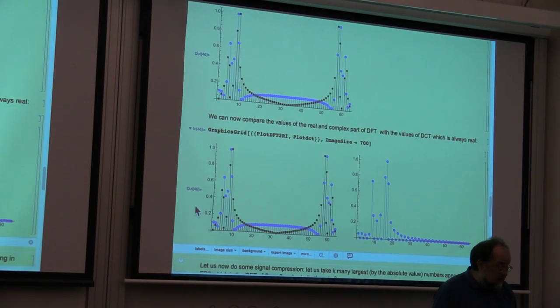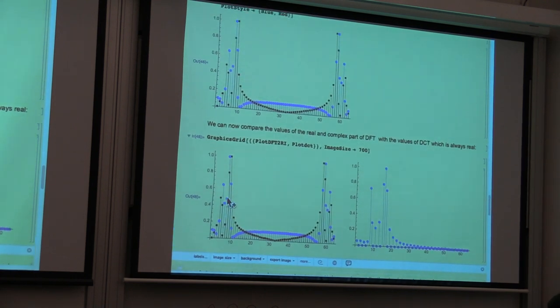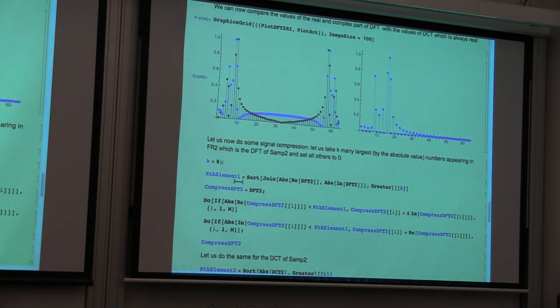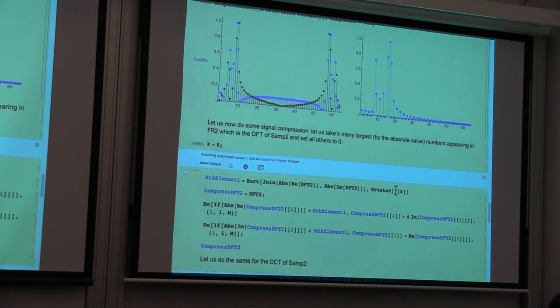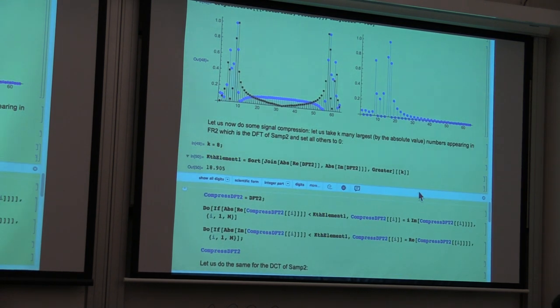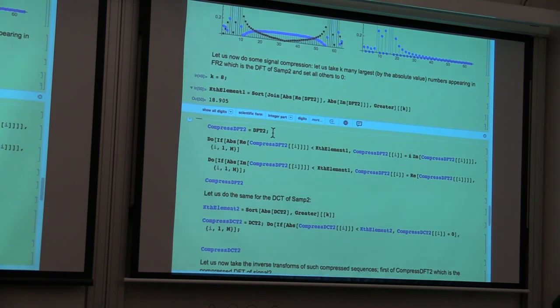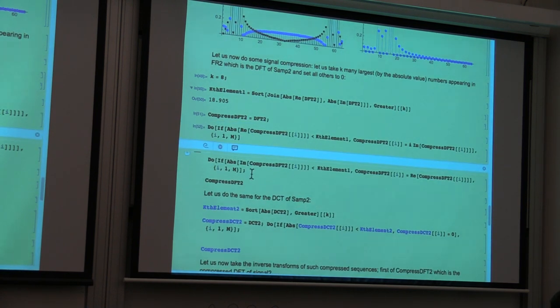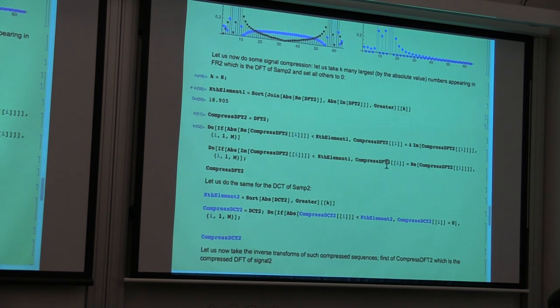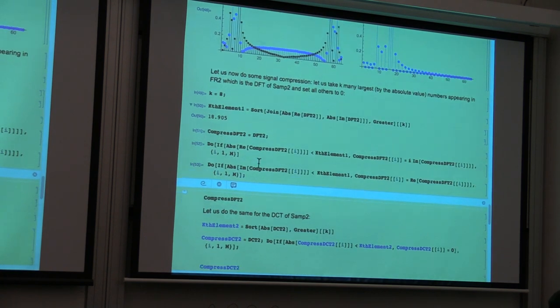So let's now try to compress both of them. How do we do that? Well, let's simply decide that we will keep only the 8 largest numbers in the transforms, right? So here it is, we are sorting the first one, right? And now we compress. How do we compress? Well, if the real part is smaller than the 8th largest number, we drop it. The compressed version will be equal only to I times the imaginary part, right? And similarly, if the imaginary part is smaller than the 8th largest, then we will set this equal to the real part only. Okay?